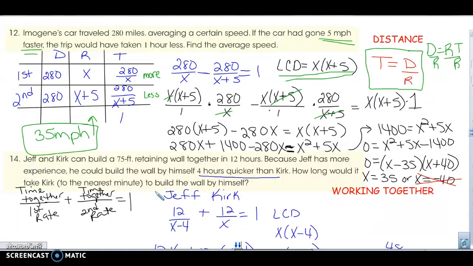All right, so reading through, we see we have 2 people, Jeff and Kurt. Together, they could complete this job in 12 hours, so notice we put time together on top. Because Jeff has more experience, he could build the wall 4 hours quicker than Kurt. We don't know either person's speed, but we have a description now. So what we could do is label Kurt as x because they describe Jeff in terms of Kurt. And then we could label Jeff as x minus 4 because again, his time would be 4 hours quicker. He needs 4 hours less time than what Kurt would have needed. All right, question, how long will it take Kurt to the nearest minute to build the wall by himself? So we're looking for the x.